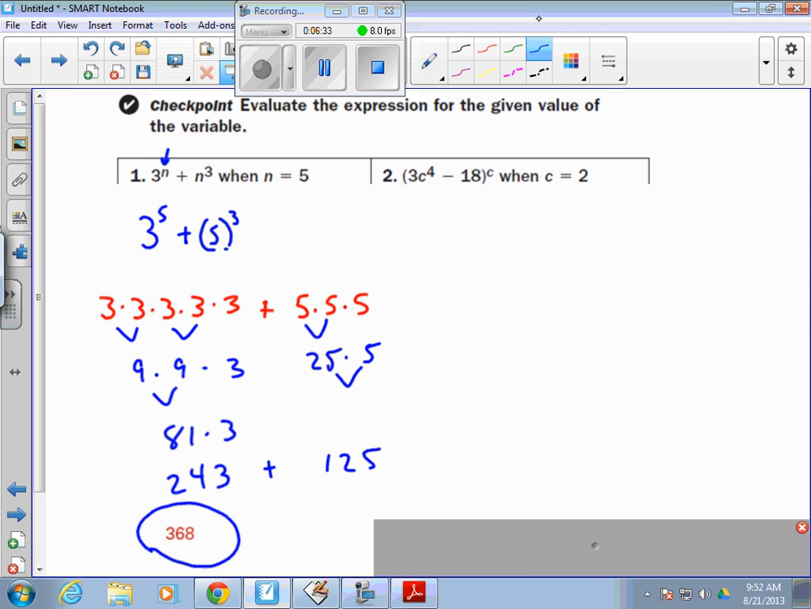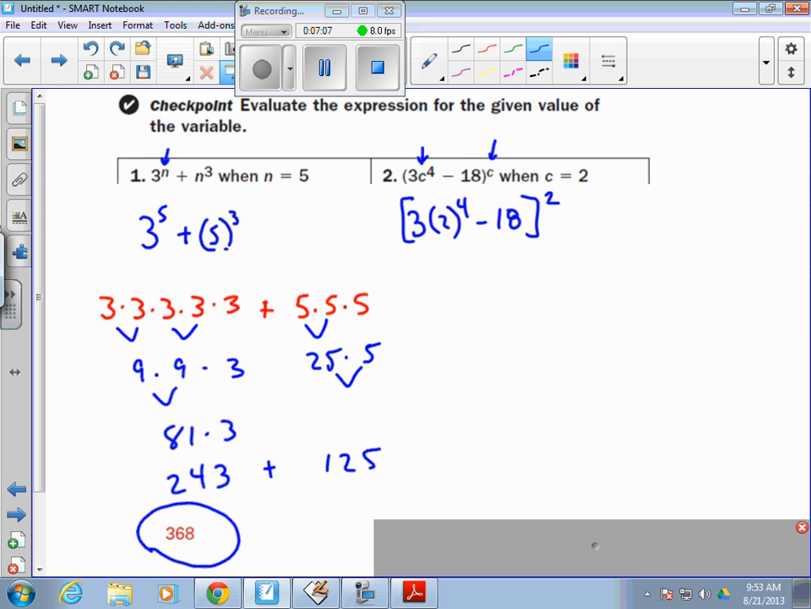Okay, number 2 on the checkpoint problem says 3c to the 4th minus 18, and it's all being raised to the c exponent. Then it says when c's value equals 2. So we have to plug in c again in 2 separate places. We have to plug it in for the base c, and we have to plug it in for that exponent c. So we have 3 times, we'll plug in 2 to the 4th power, minus 18. And all of that is inside of another set of grouping symbols. And then it's being raised to the c power, which we said is also 2.